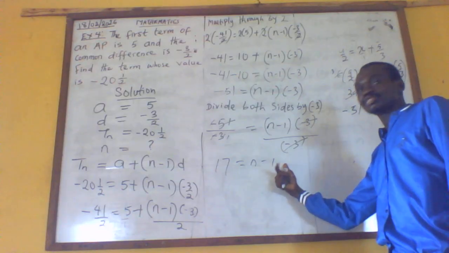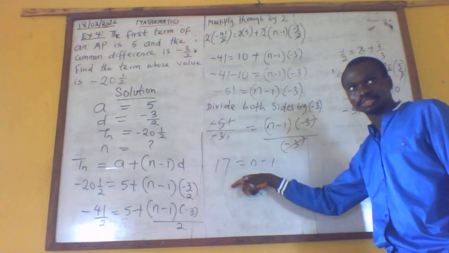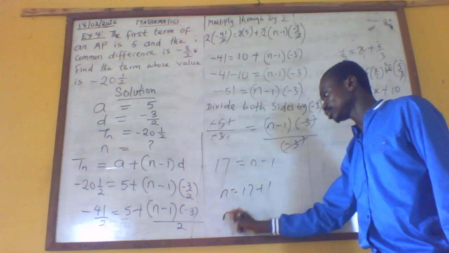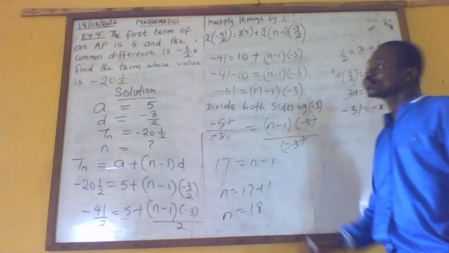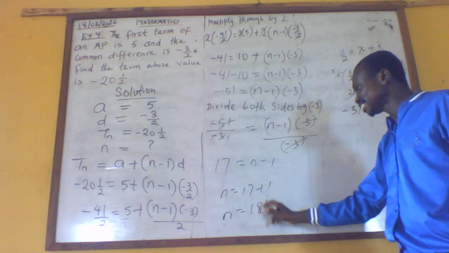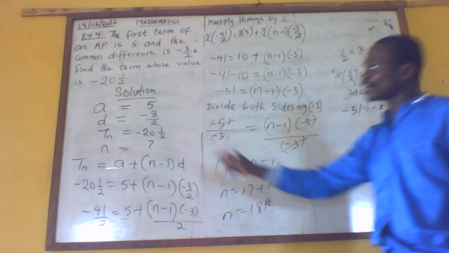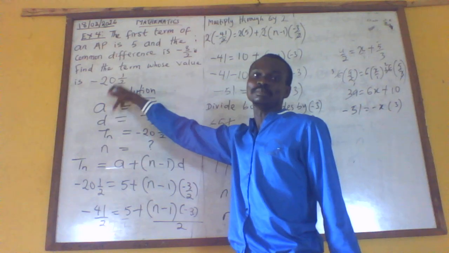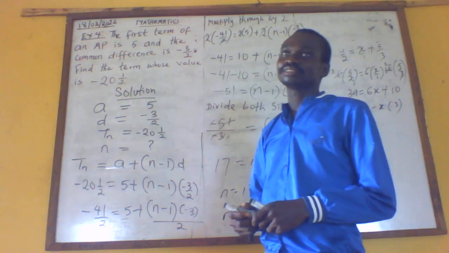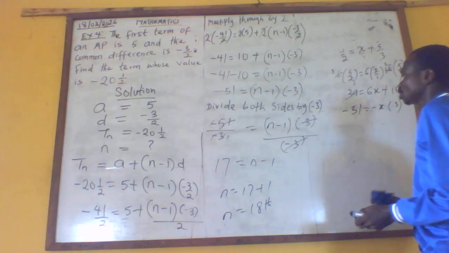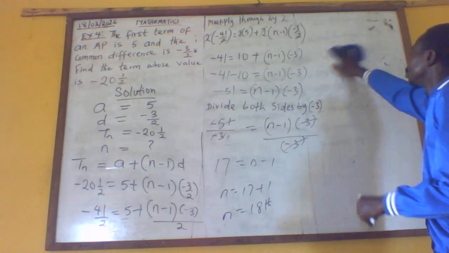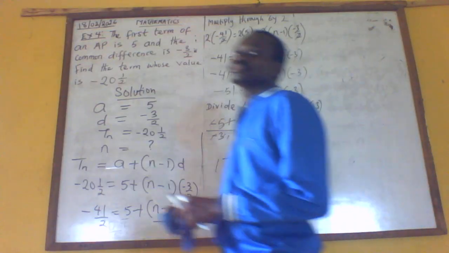So if I add 1 to both sides, if I bring this 1 to this place, I will have n equal to what? 17 plus 1. So n is what? 18. So the question says, find the term. So it is at the 18th term that we are going to have minus 20 whole number 1 over 2. I think that makes sense, right? Alright. So you can write that.